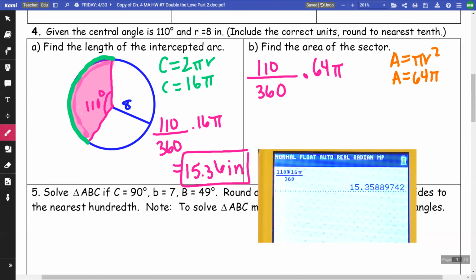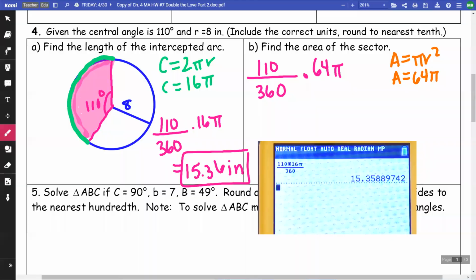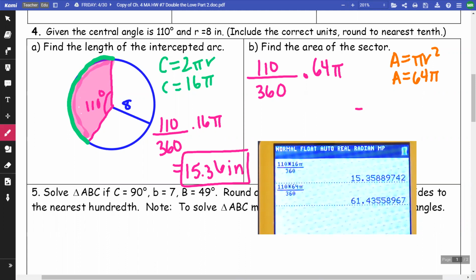And I'm going to put that into my calculator. So I'm going to come up and steal this and just change this to a 64. And we end up with 61 point, let's say 44. So my answer is going to be 61.44, and this is inches squared. And that's our area.